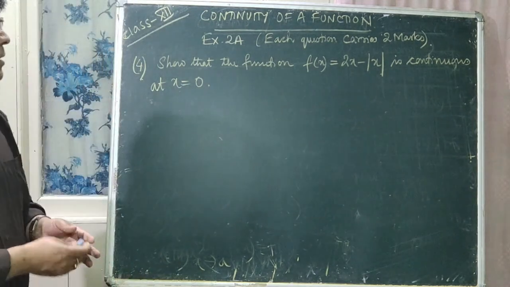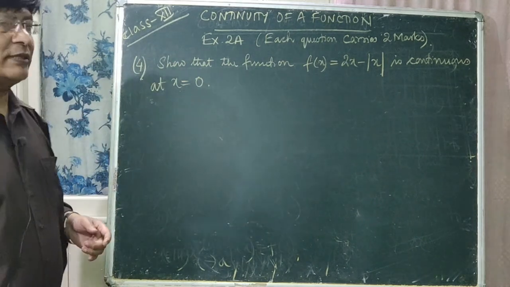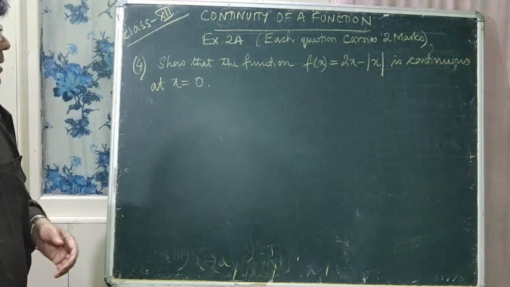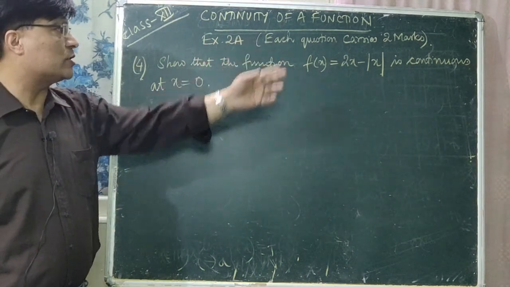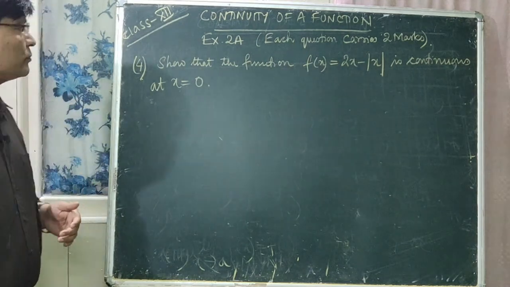That is exercise 2a from the book Higher Mathematics for class 12 by Sailendra. Each question carries 2 marks. So let us do question number 4.